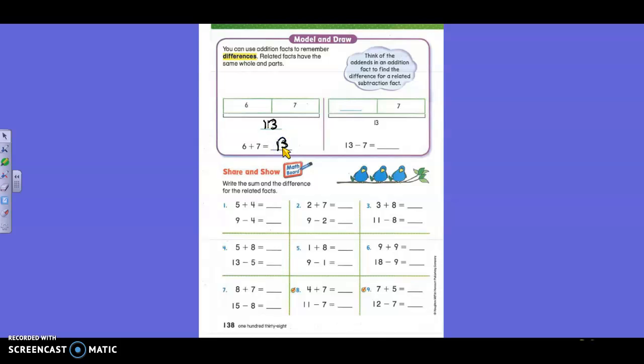Now, if I wanted to do that in my subtraction fact, what would I start with? 13, your big number, right? 13 minus 7 would be 6. Make sure you have that written down. There's no reason for it, because if you don't, then you're not paying attention.